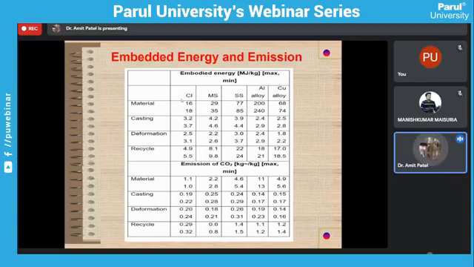So this upper part is the energy and the bottom is the emission. So you will also consume energy, and at the same time also emission. These are the data compiled from several literature sources.